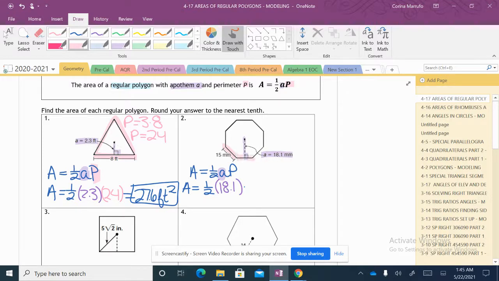It has 1, 2, 3, 4, 5, 6, 7, 8 sides. So to find our perimeter, we're going to take the 8 sides and multiply it times 15, because each side is 15 millimeters long. And that gives me 120 millimeters. So I put 120 in here, I go ahead and multiply it in my formula, and that gives me 41.9. And then our units here are millimeters squared.